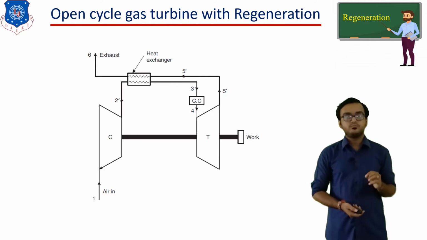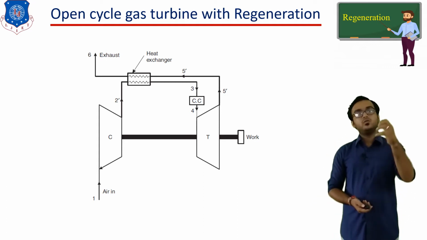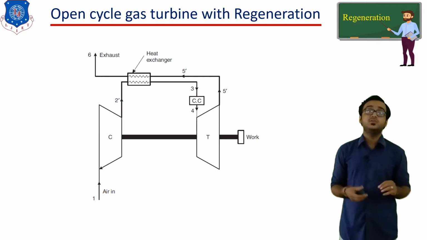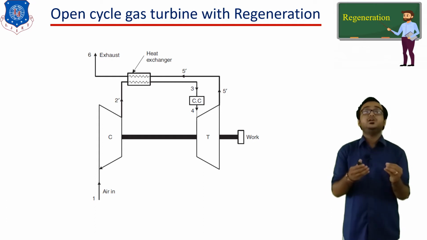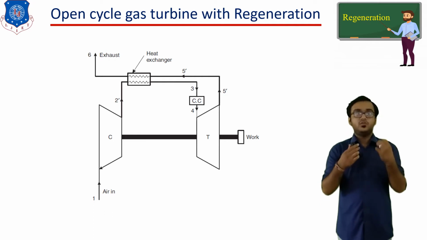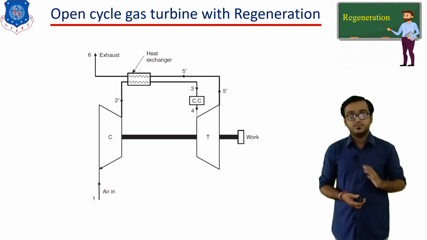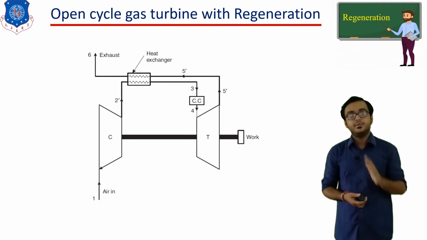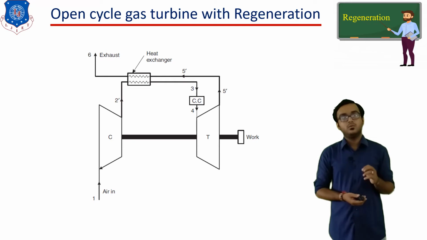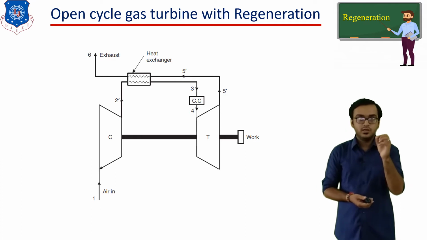At point 3, extremely high pressure, high temperature air is allowed to flow toward the combustion chamber, where the air is mixed with the fuel. Because of the mixing of the air and fuel, combustion is initiated. At point 4 we have extremely high pressure, high temperature air. Now at point 4 the same air is allowed to flow through the turbine.